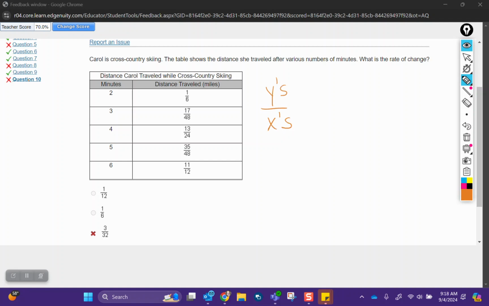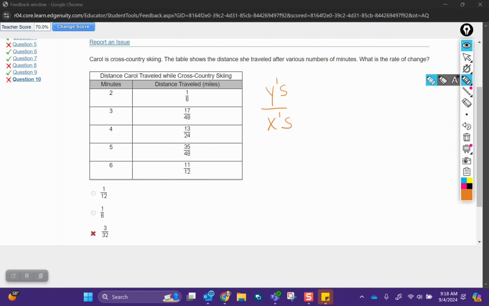Now, you can pick any 2 values. You could pick this ordered pair and this one. You could pick these 2 here. You could pick these 2 here. You can pick any 2 you want. We just have to make sure that we're always going in the correct order, so we stay consistent.